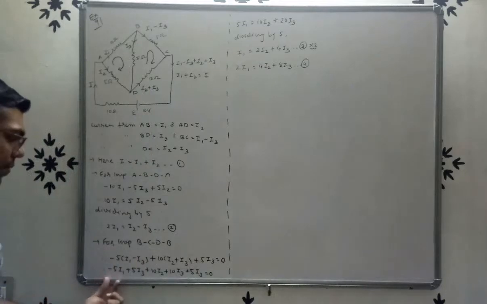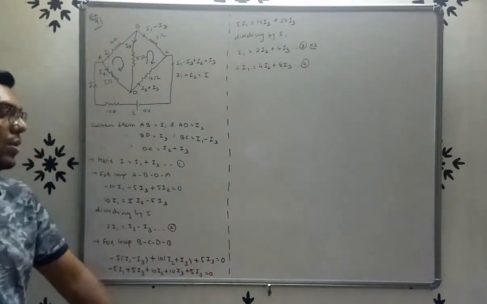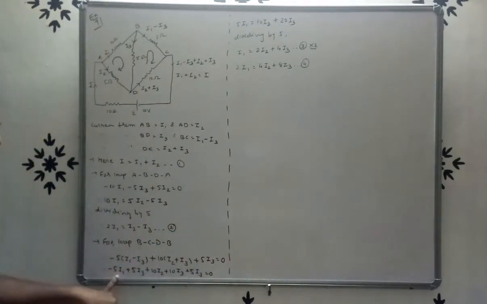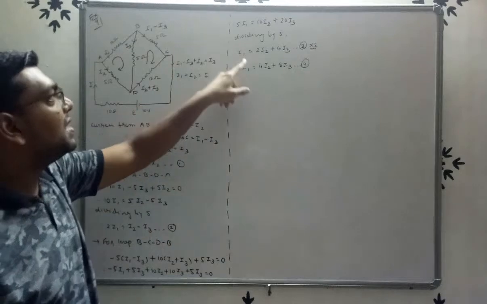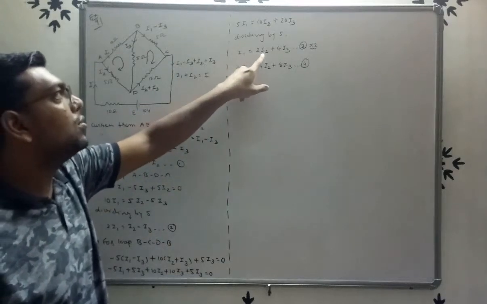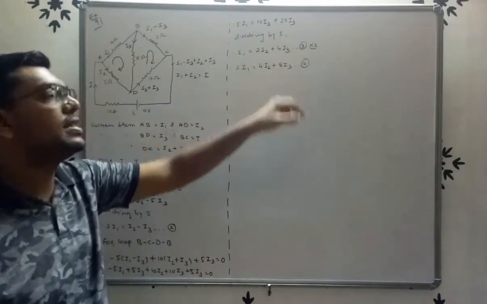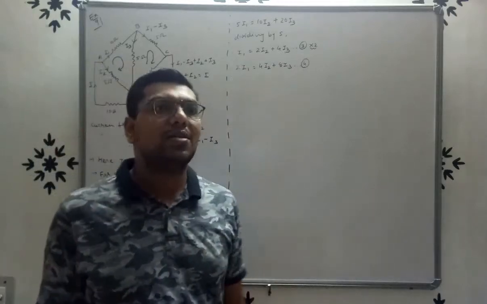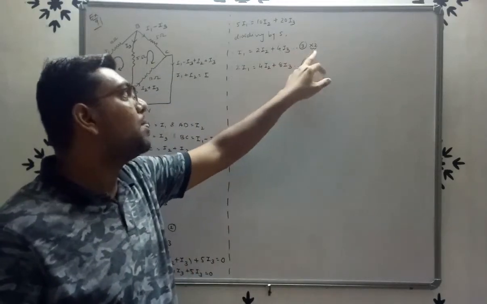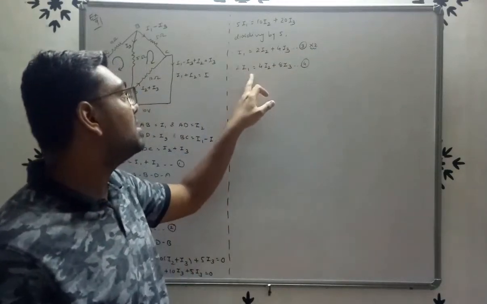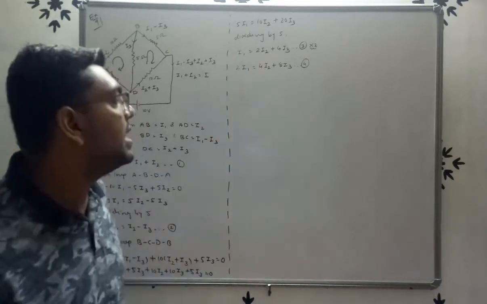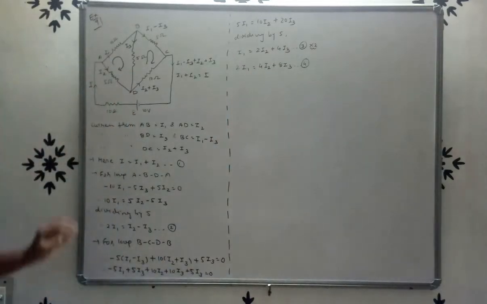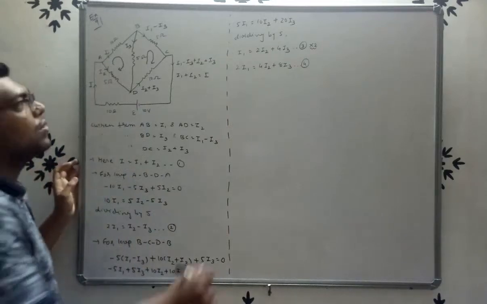So here we take minus 5 I1 to the right hand side. So we get 5 I1 is equal to 10 I2 plus 20 I3. We divide this equation by 5, then we get I1 is equal to 2 I2 plus 4 I3. That is equation 3. So here we multiply this equation 3 by 2. So we get 2 I1 is equal to 4 I2 plus 8 I3. Right? So here we compare the equation 2 and 4.